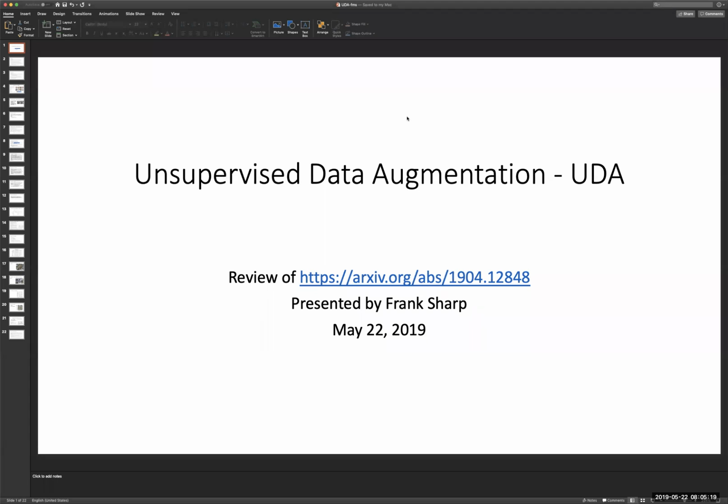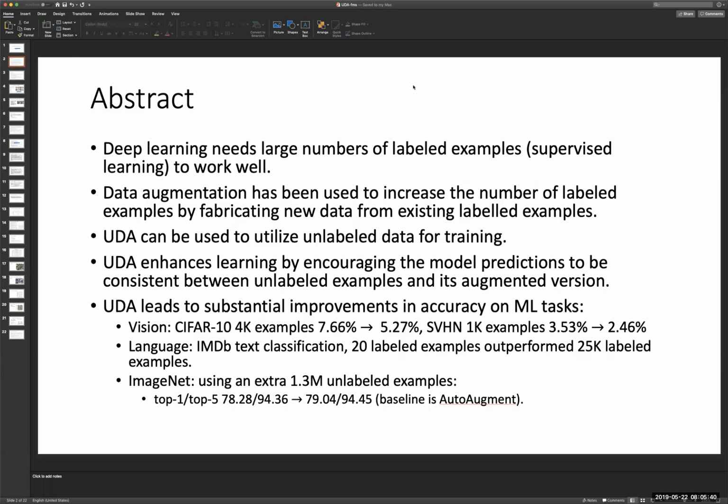So again, the title of this paper is Unsupervised Data Augmentation, abbreviated UDA, and you can download it with this link. So by introduction, I'll go through the abstract.